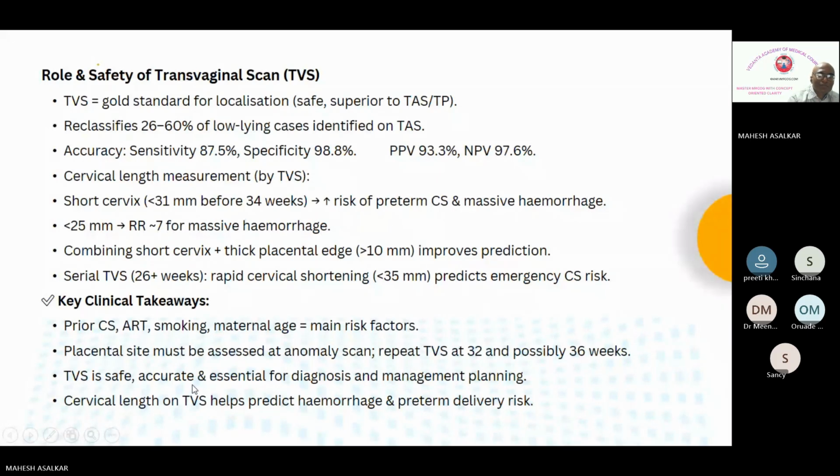So these are the key clinical pathway takeaways. Prior caesarean section, ART, smoking, maternal age are the main risk factors. Placental site must be assessed at the anomaly scan and repeated TVS at 32 and possibly at 36 weeks. TVS is safe, accurate, and essential for diagnosis and management planning. Cervical length on TVS helps to predict hemorrhage and preterm delivery risk.